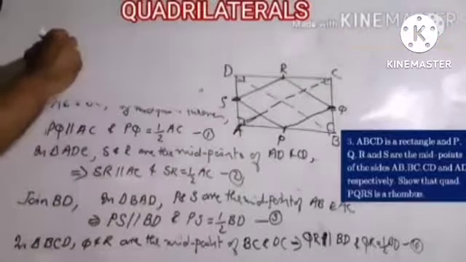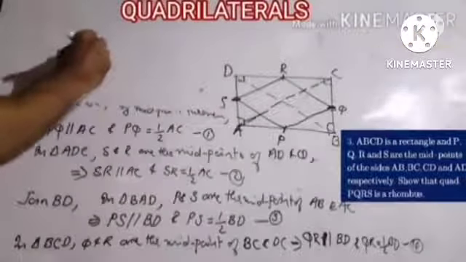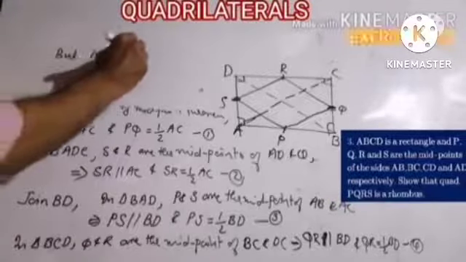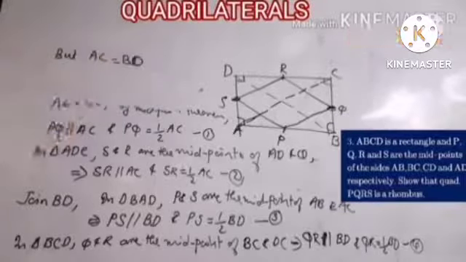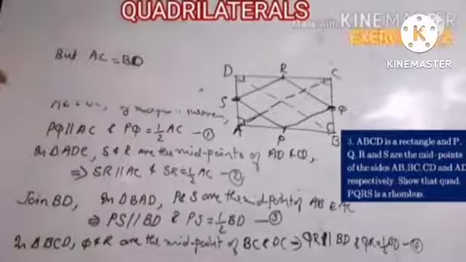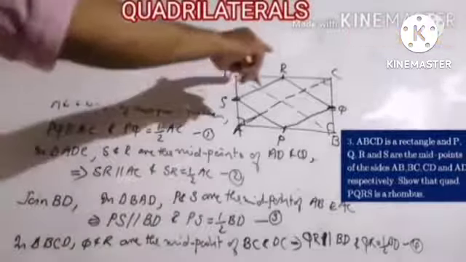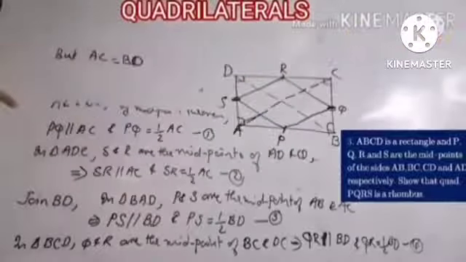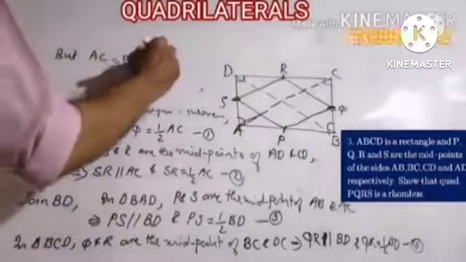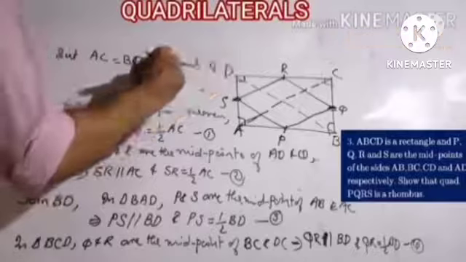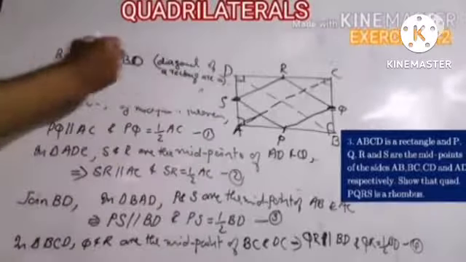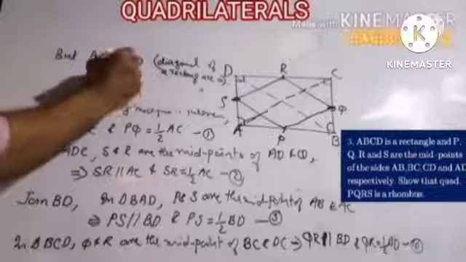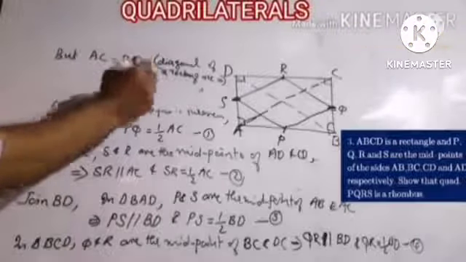But AC equal to BD. Why? Because they are the diagonals of rectangle ABCD. ABCD is a rectangle. Reason: diagonals of a rectangle are equal. So that is why AC and BD are equal. That is equation number 5.